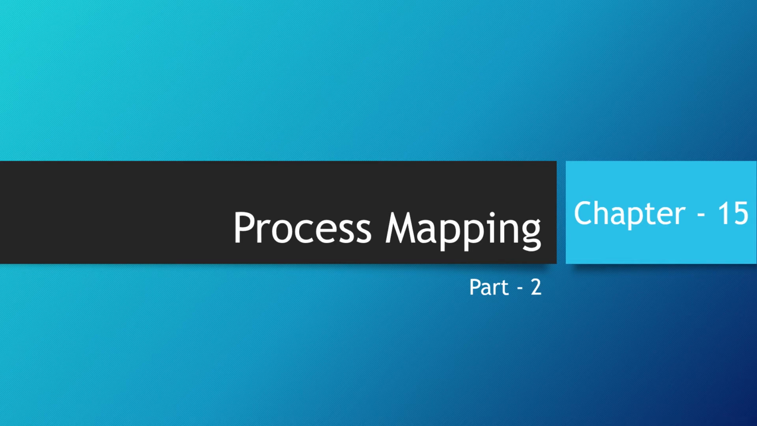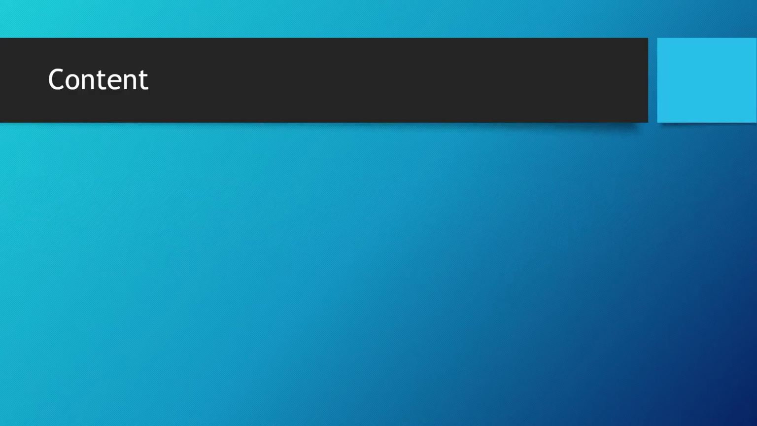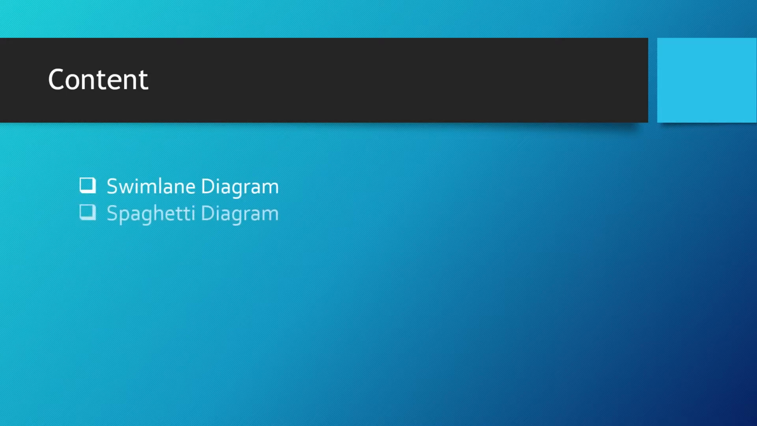Today, chapter 15 is about process mapping. As we discussed some topics related to process mapping in the previous session, now we will continue with more topics in this chapter. What topics are we covering in this chapter? Swim lane diagram, spaghetti diagram, decision tree diagram.